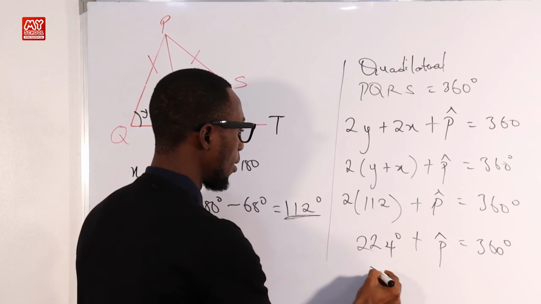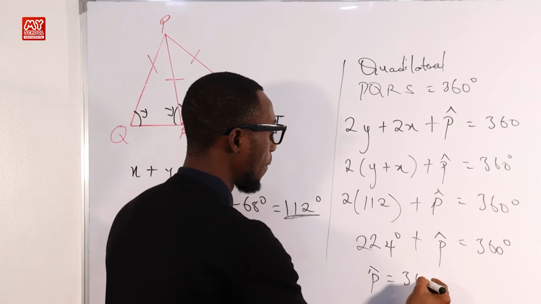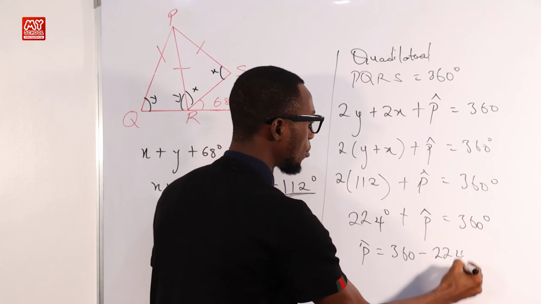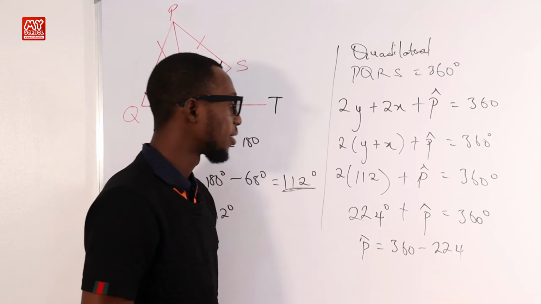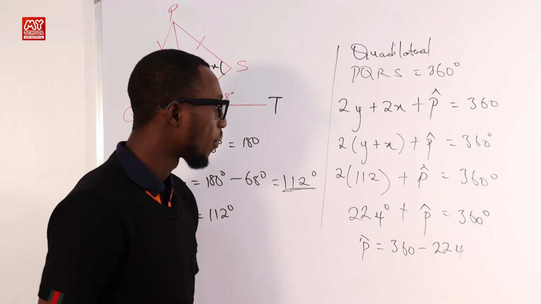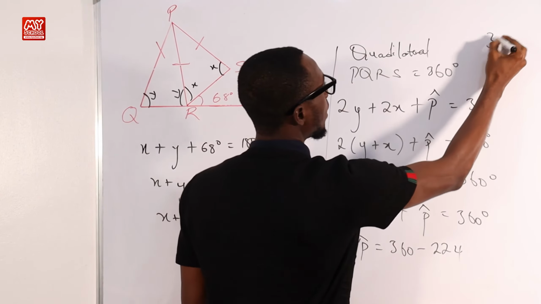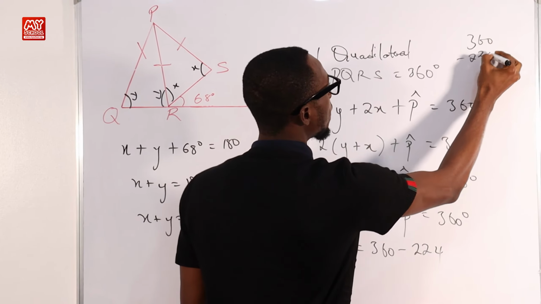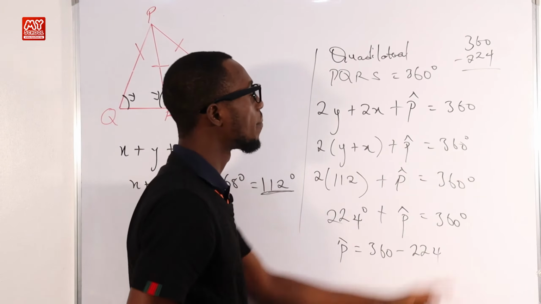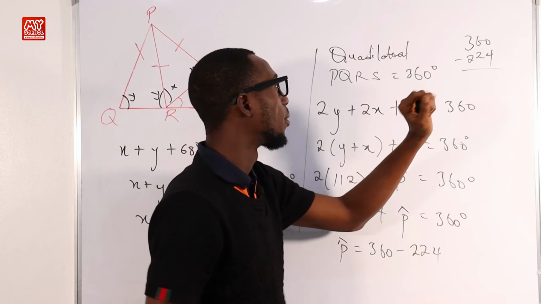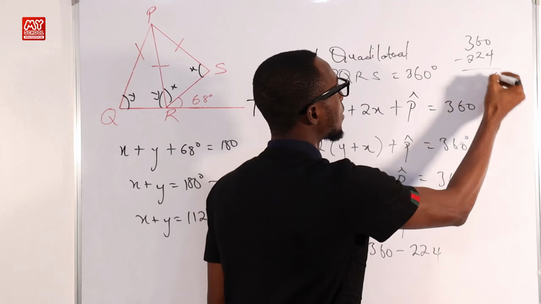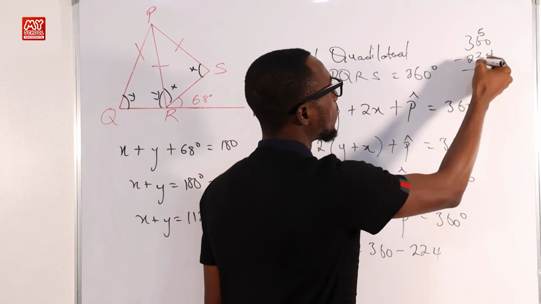Therefore, angle P equals 360 minus 224. Okay, so let's carry out this simple operation. 360 minus 224. Okay, we have 0 minus 4. We have to lend 1 from here. That makes it 10 minus 4. That is 6. This drops to 5 minus 2.